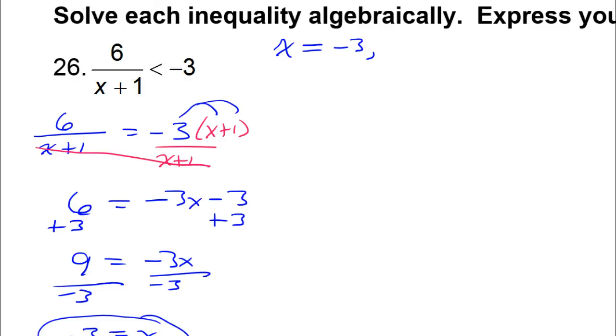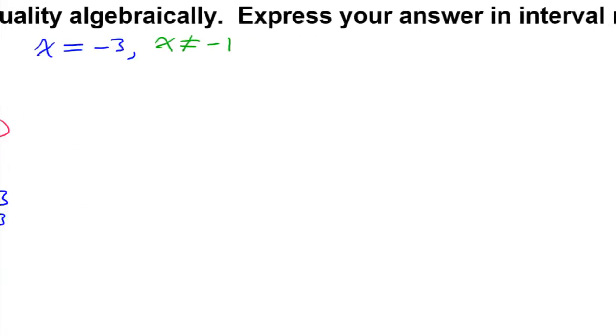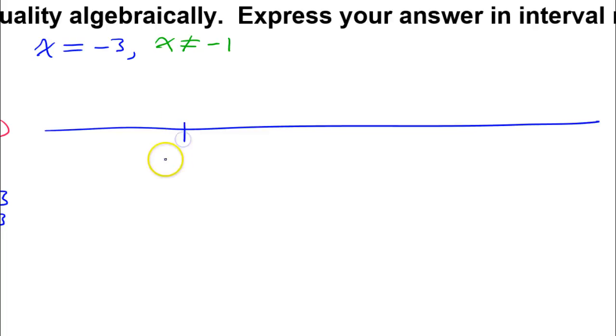But also, any excluded value will also be a critical value for the number line. So looking at the x plus 1 in the denominator, I know that x cannot equal negative 1. So both of these values will go on the number line. Alright, so this will be negative 3, and this will be negative 1. Excluded values are always open circles, because an open circle means, hey, this point is excluded.